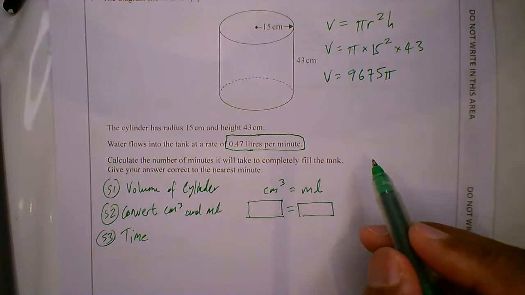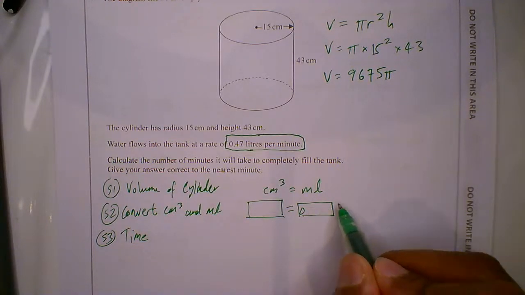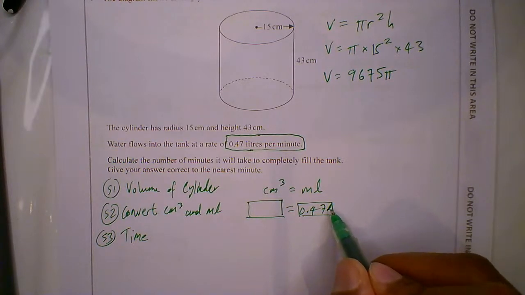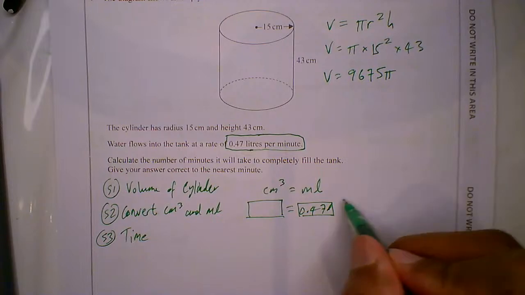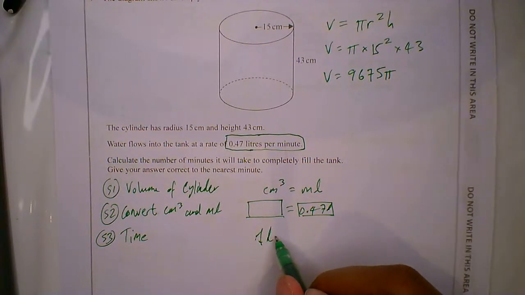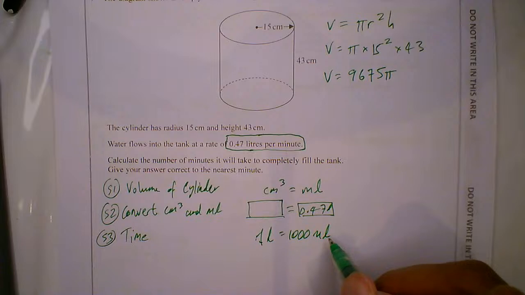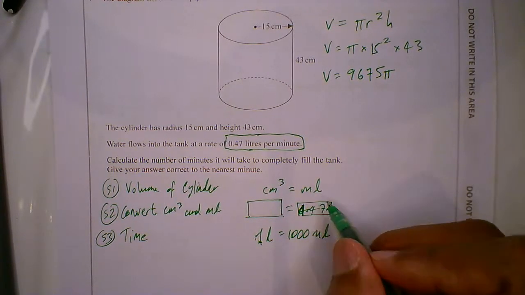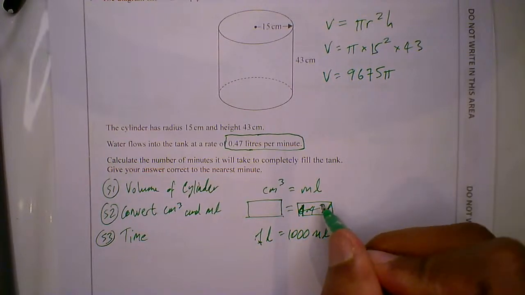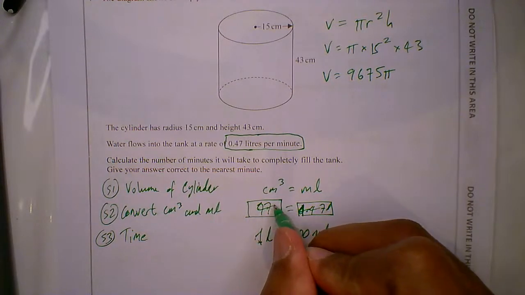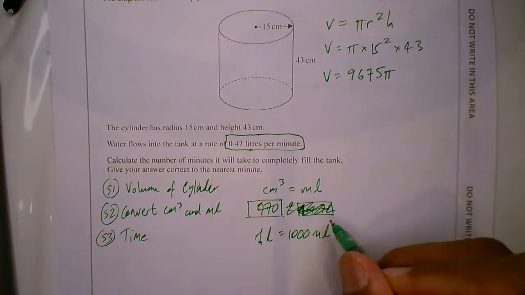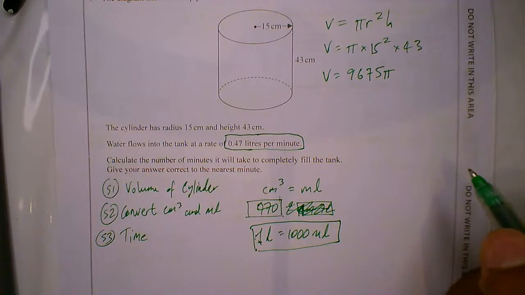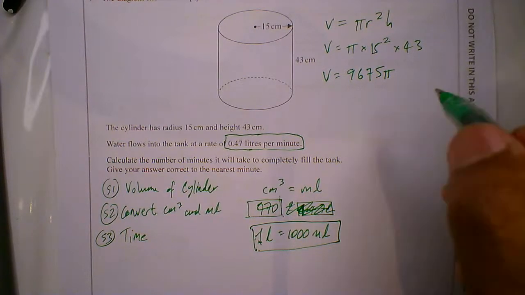So you've got 0.47 liters. What am I doing here? 1 liter equals 1,000 milliliters. So this would be 470. I've messed it up now. So this is 470. So using this conversion, I've got centimeter cubed would be 470. So this is what I need to divide by.